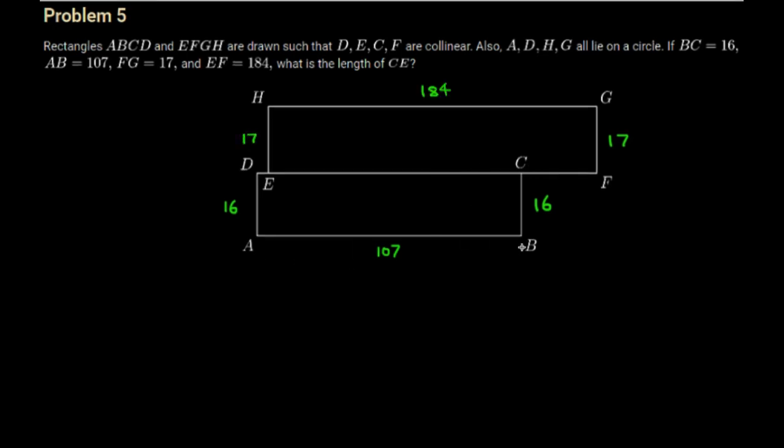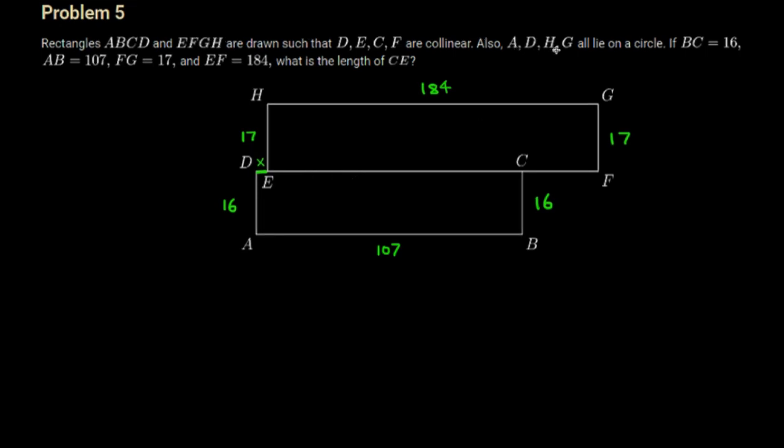CE is basically AB or CD minus this little section over here. So we definitely need to find that, right? Most likely when we solve for CE, we need to find this small section and then subtract that from 107. So let's call that X, and we'll keep that on the side in case we need to use it later.